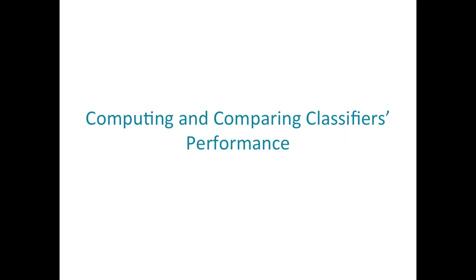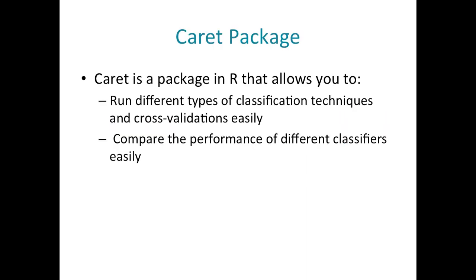Okay, so now that we've covered the different types of cross-validation that we can use in order to test the performance of a classifier, something else that we're interested in doing is, okay, now we've covered different performance measures and different cross-validation techniques. So how can we use those to compare results across classifiers?